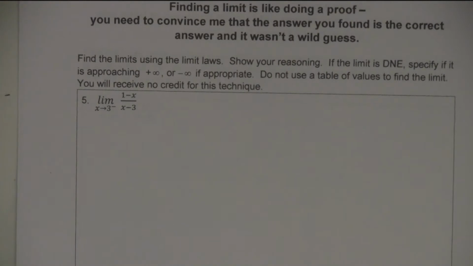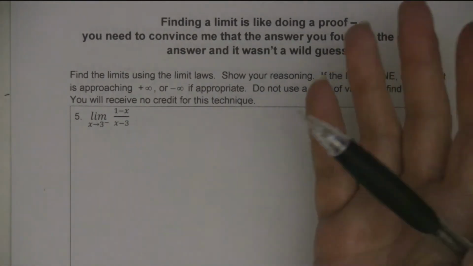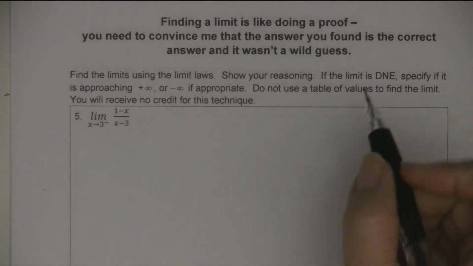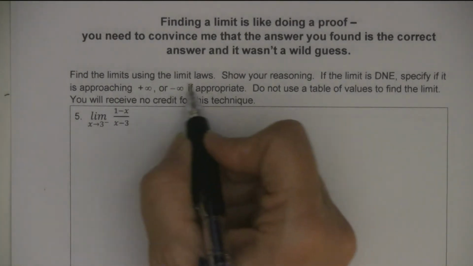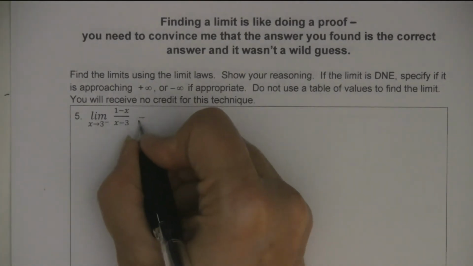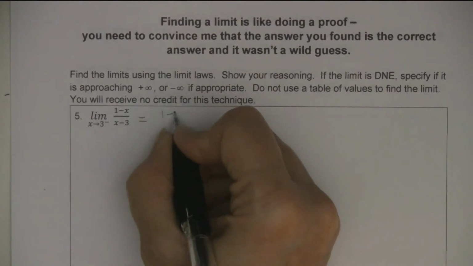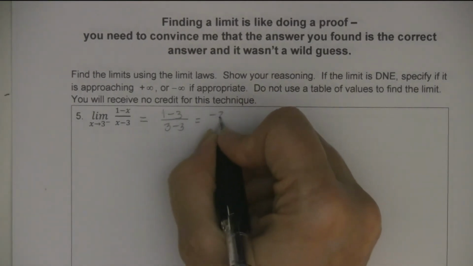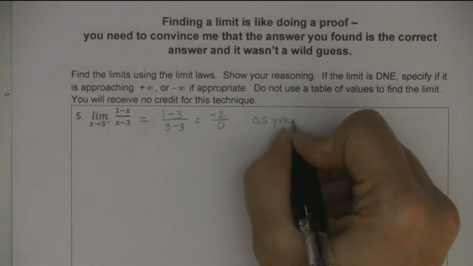So number 5 is asking us to find a limit. It reminds you that finding a limit is like doing a proof, so it's not just good enough to say the answer, even if the answer is correct. And it says don't use a table of values. They want you to reason it out using the limit laws. So when I go for the first limit law, which is can I use substitution, I get 1 minus 3 over 3 minus 3, and I get negative 2 over 0, which tells me it's an asymptote.